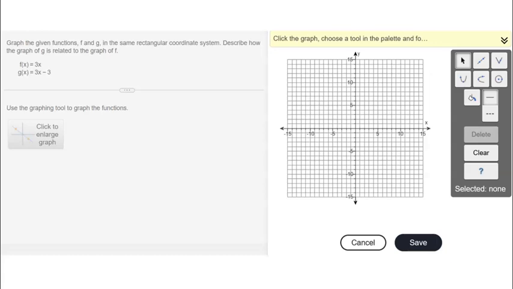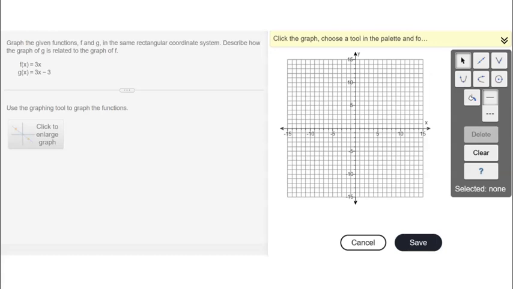So they want us to graph f of x equals 3x. And then they want us to graph a separate function, g of x is equal to 3x minus 3. Now again, keep in mind, I'm not inside the homework, so I'm not actually manipulating these graphing tools. So I'm going to have to do some stuff by hand and talk you through it. And if y'all are struggling using this graphing tool, I'll make a separate video of how to use the graphing tool if you're having trouble with it.